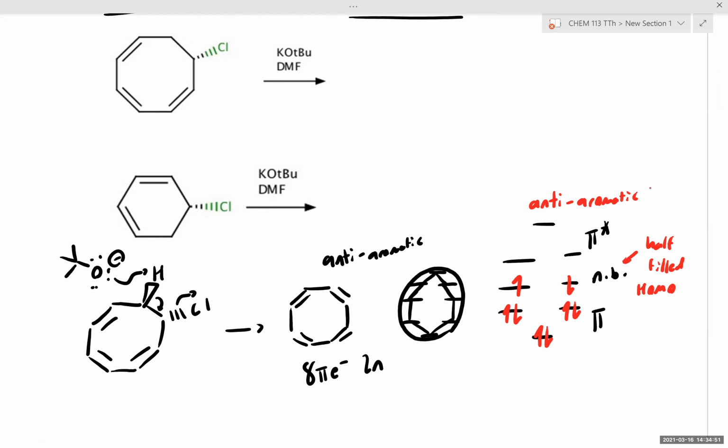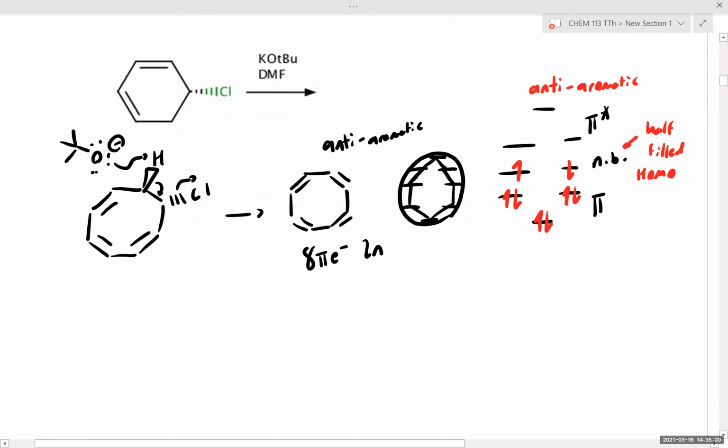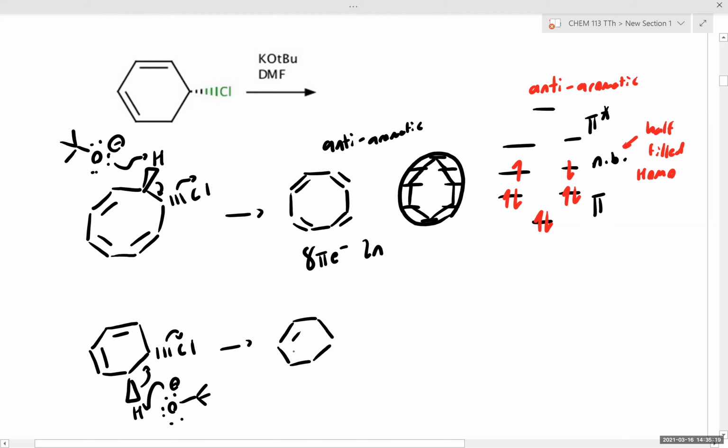Does that logic make sense to everyone? Now, in contrast, if we take a look at this cyclohexadiene structure, we notice that upon elimination, we are able to generate benzene, which we all know is aromatic, but I want you to actually justify your answer. Memorization is no substitute for a justification.